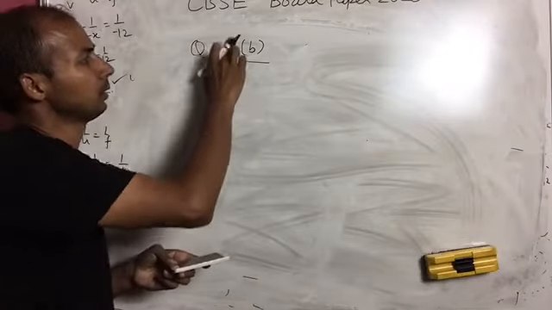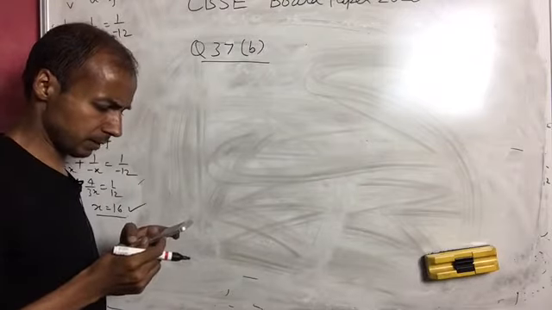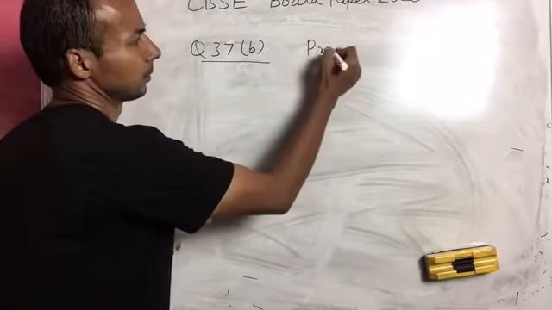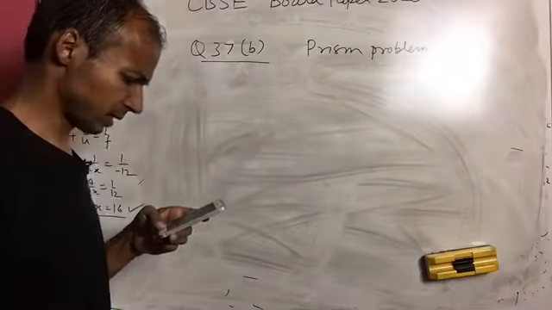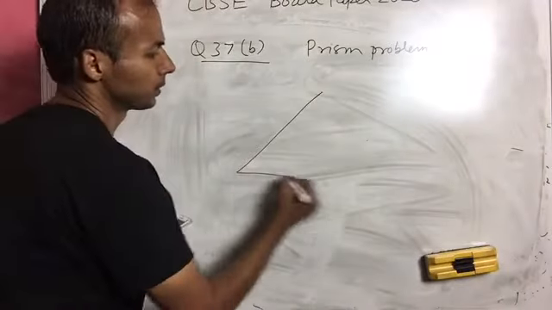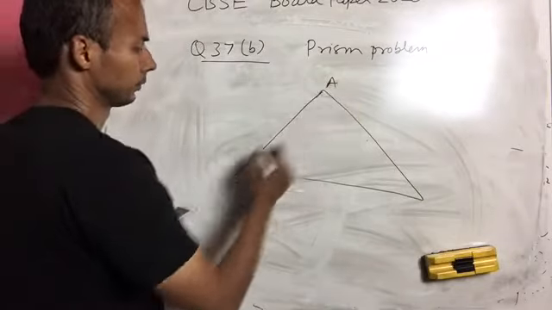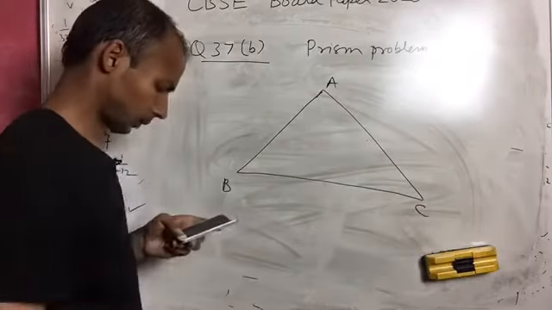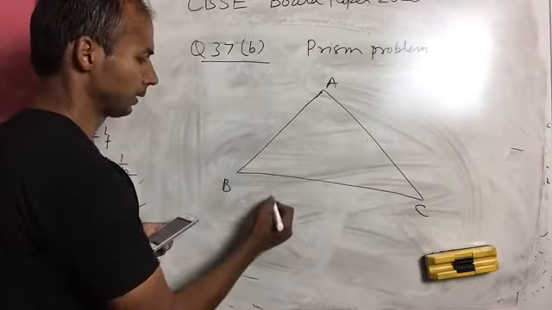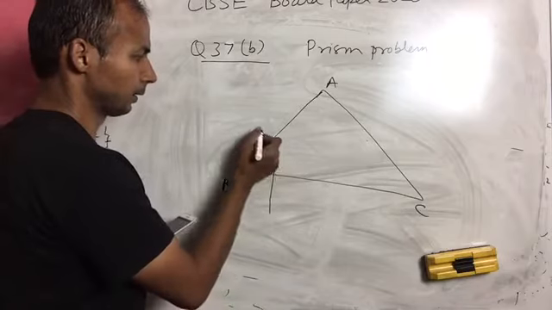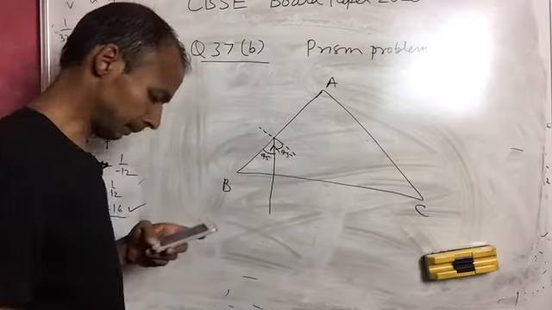Question 37B. So this is again a prism question, prism problem. So in this question a prism is given, and the light ray is entering like this, and this angle has been given as 45, so of course this is also 45 angle of incidence.